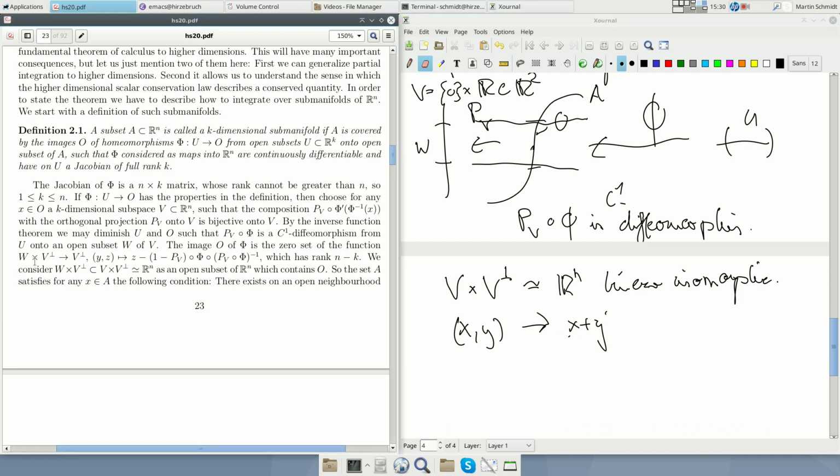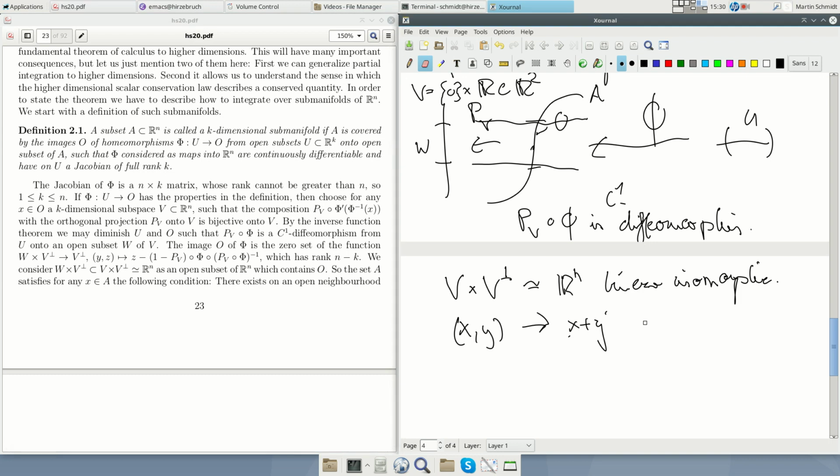In this sense, this is an open subset. So V cross V perp can be considered as an open subset of R^n. Here in our situation, this is just this strip here, the whole strip, the Cartesian product of R cross W.